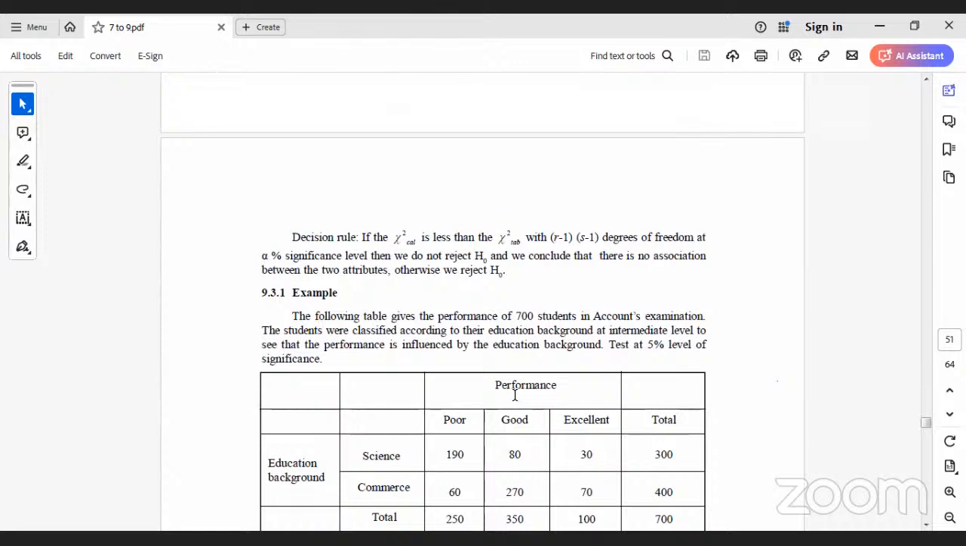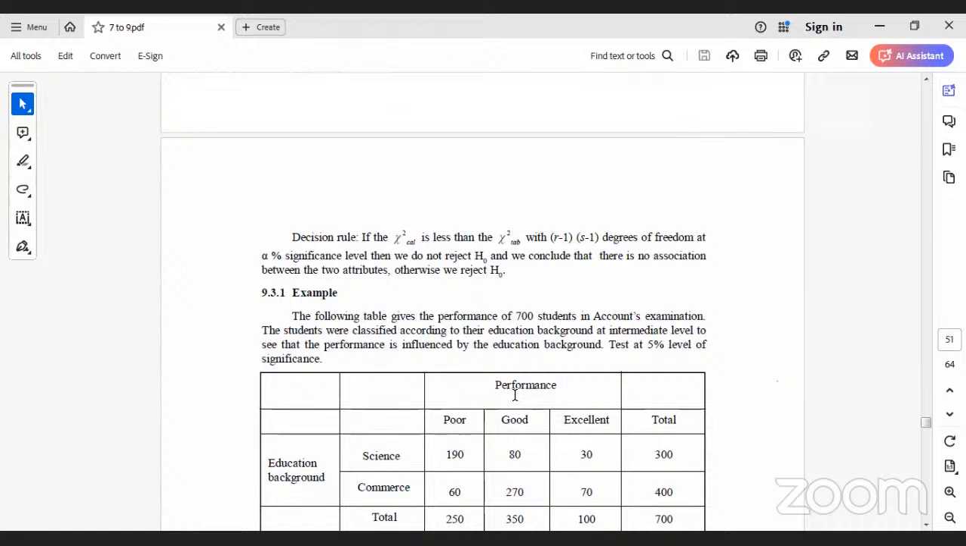So the decision rule we are taking here: if the chi-square value is less than the tabulated chi-square value with (r minus 1)(s minus 1) degrees of freedom at alpha percent level of significance, we do not reject H0, and we conclude that there is no association between the two attributes; otherwise we reject H0. One example we are taking, the following.